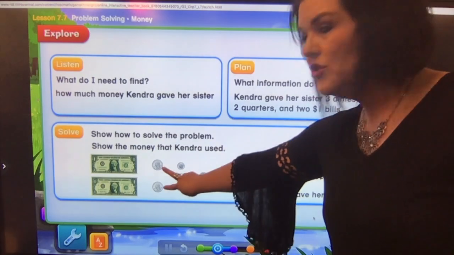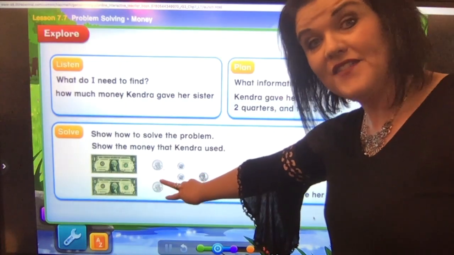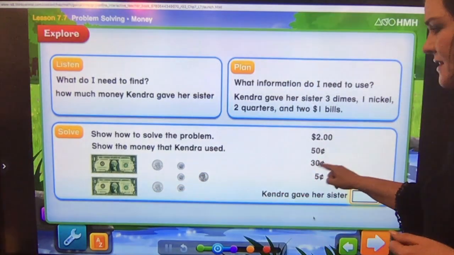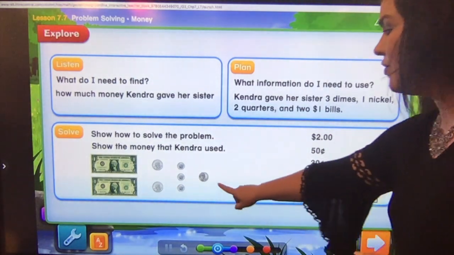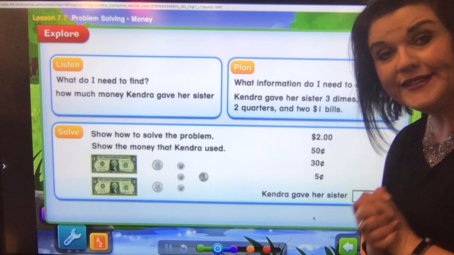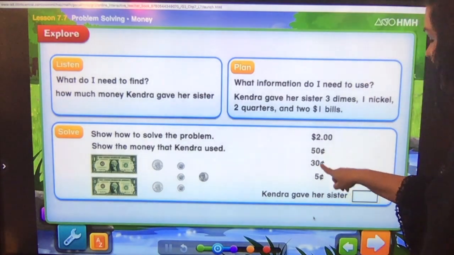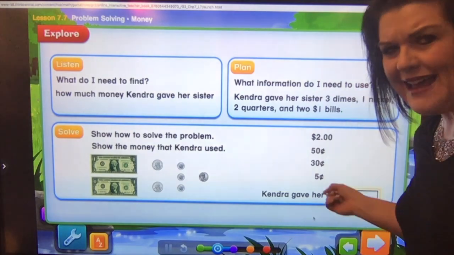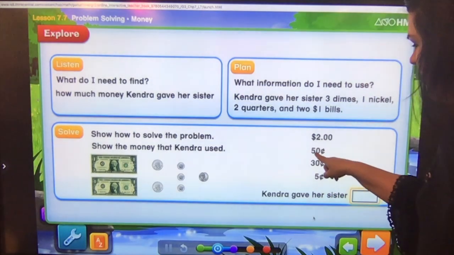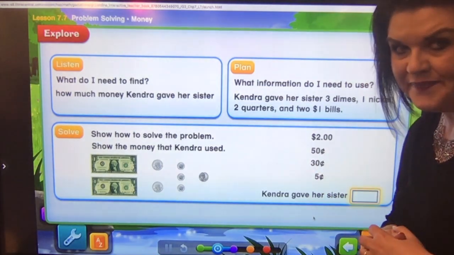Right here, 2 quarters, 25, 50. There's 50 cents. When we have 3 dimes, we have 30 cents. And of course, just one little lone single nickel is just 5 cents. So if we look at this, ladies and gentlemen, we can actually use our mental math and add this in our mind, because we know that 5 plus 3 is what?